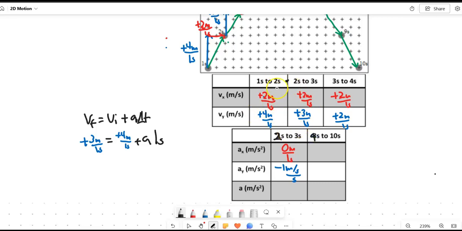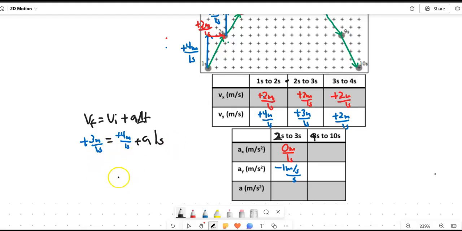So its initial velocity at the 2 second mark is positive 4 meters per second. And its final velocity at the 3 second mark is positive 3 meters per second. So there's only 1 second change. Yep, that makes more sense now.